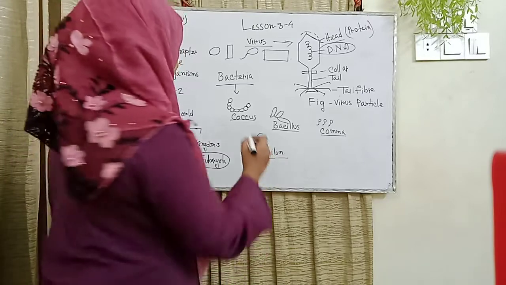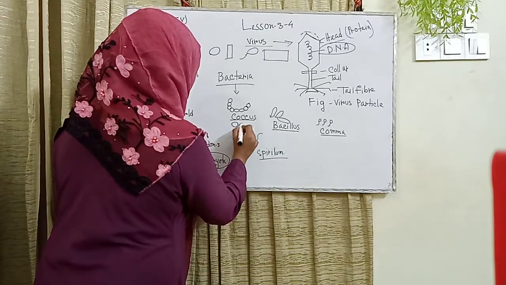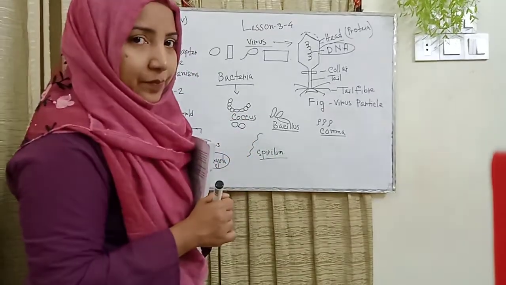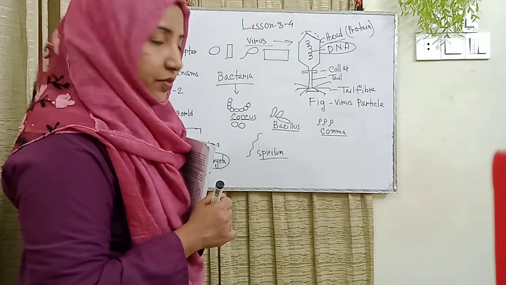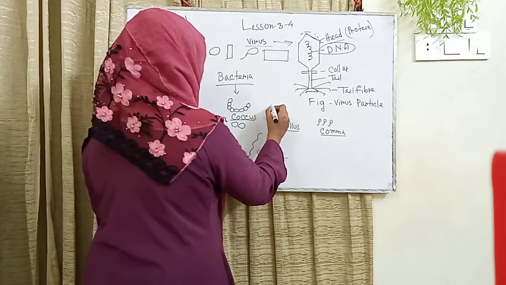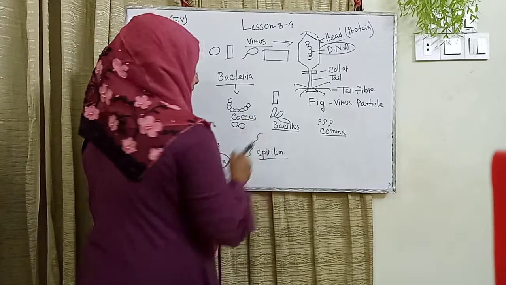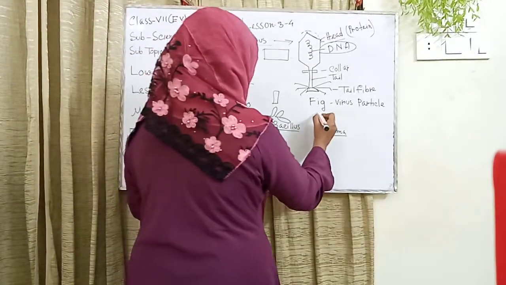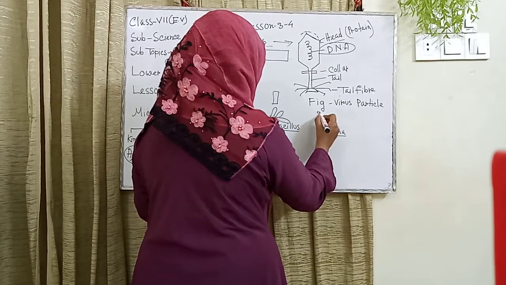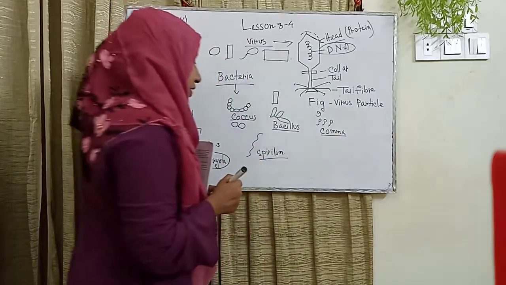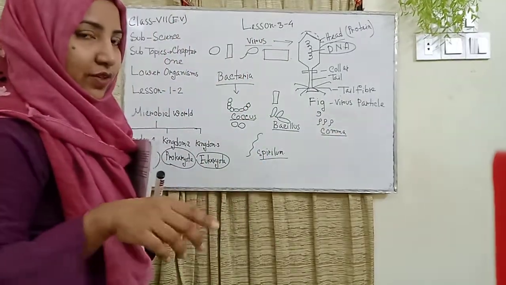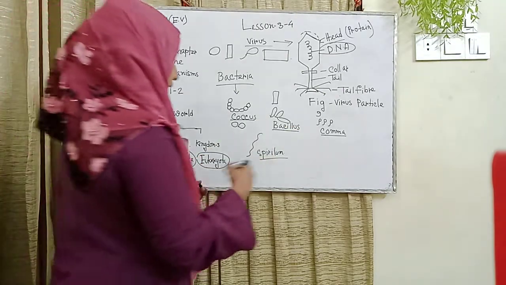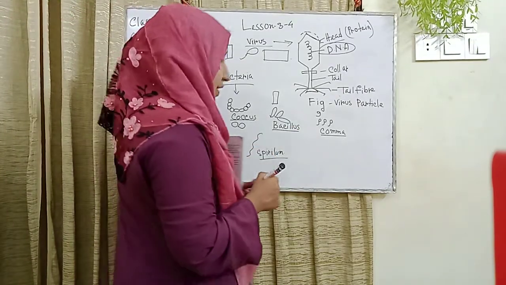The first figure is the round-shaped structure. Another name is coccus. Coccus means round-shaped structure. The second structure is the rod-shaped structure. Another name is bacillus. And everyone knows what a comma is. This structure is the comma shape, and also the structure of snakes. And another structure is the spirillum.